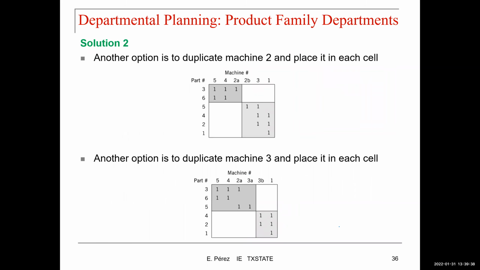Another option would be to purchase a second machine of type 2. In that way, you can clearly separate the 2 cells, but obviously that's going to be a little bit more expensive. You buy the machines and you have a 2 now, a duplicate. You can separate the cells, but you need to buy another machine. But those are 2 possible solutions.